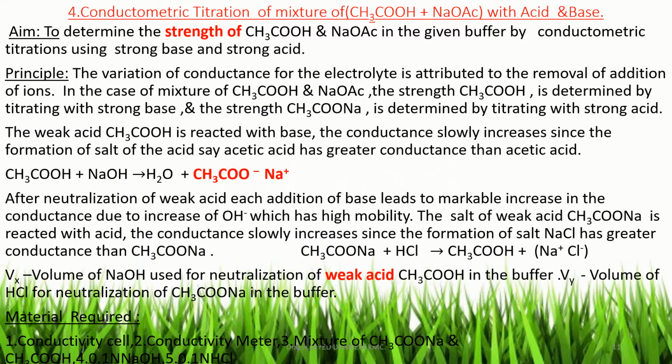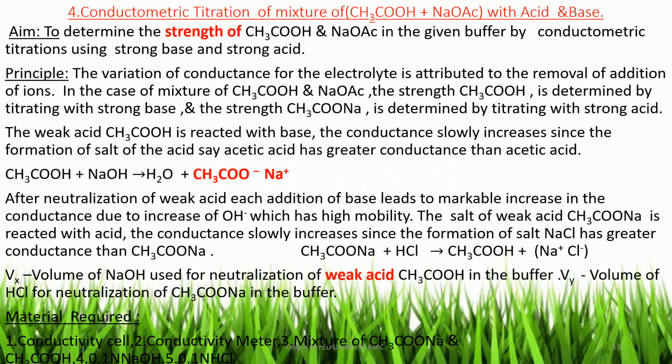Similarly, the strength of sodium acetate is determined by titrating the 40 ml of buffer with HCl solution. That is, sodium acetate reacts with HCl, forming sodium chloride. Here also the sodium chloride has somewhat greater conductance than sodium acetate. That is why there is a slight increase in the conductance up to the end point. After the end point, on addition of HCl, the conductance increases rapidly due to the increase of H plus ions. So we get two straight lines, and the point of intersection corresponds to the end point. From the end point, the strength of sodium acetate in the given buffer solution is determined.